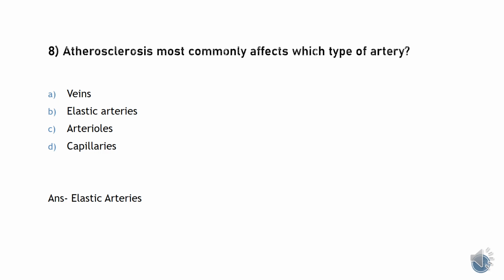Eighth question, atherosclerosis most commonly affects which type of the artery? Options are veins, elastic arteries, arterioles, and capillaries. So the answer is elastic arteries. Why? Because the atherosclerosis primarily affects the large and the medium-sized elastic and muscular arteries such as the aorta, coronary and carotid arteries due to high pressure flow and the turbulence.